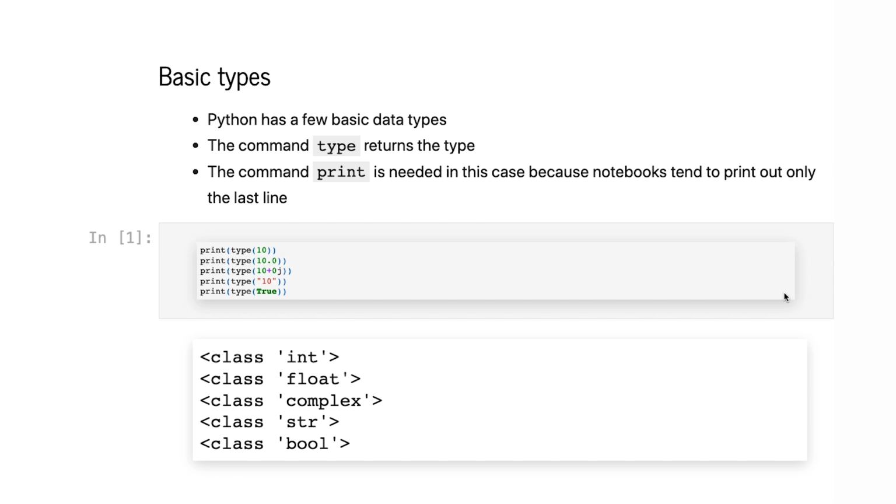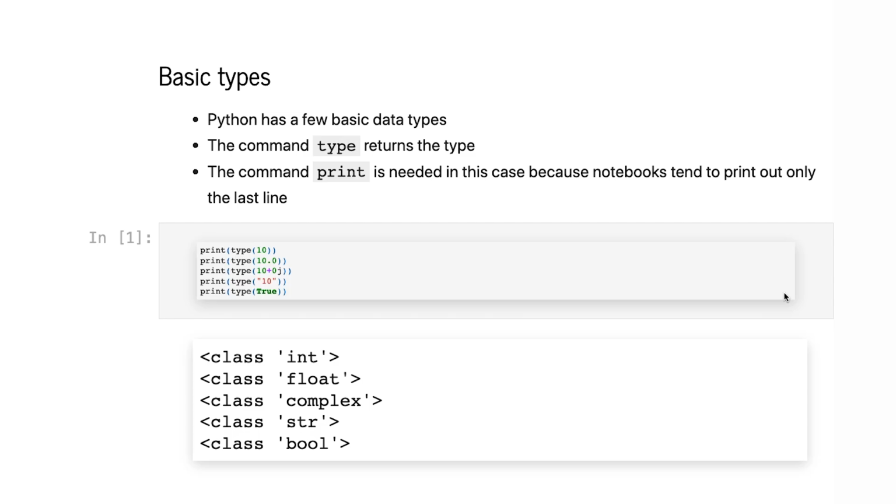The very first thing you should do in a programming language is type print, quote, hello, space, world, end quote, and it'll just print to the Python command line, which is often called the REPL, the read, evaluate, print loop. It'll print hello world. So type in the REPL: what is type 10, what is type 10.0, what is type 10 plus 0j, what is type quote 10 end quote, and what is type capital T true. And you'll get the following answers.